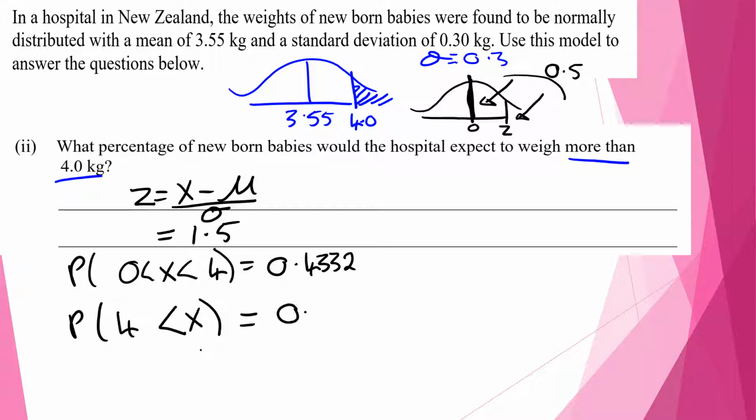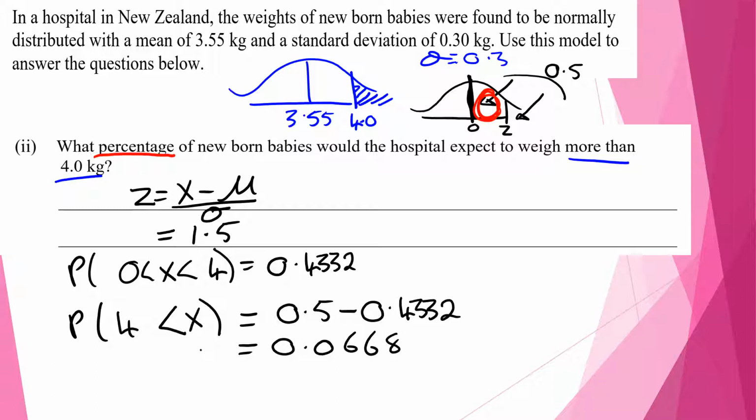And so that will be 0.5 minus that probability that we just worked out, because I just want to remind you that that probability is sitting in here. And so our value is 0.0668. Now, one thing to be careful of here is that we need to go back to the question and see that it actually asked us for the percentage. So we must write this as a percentage, and that's 6.7, rounded to 1 decimal place.